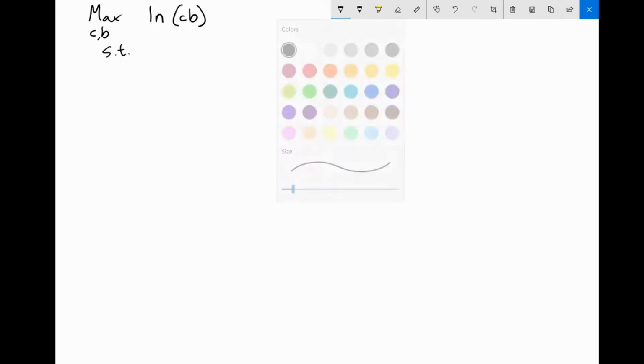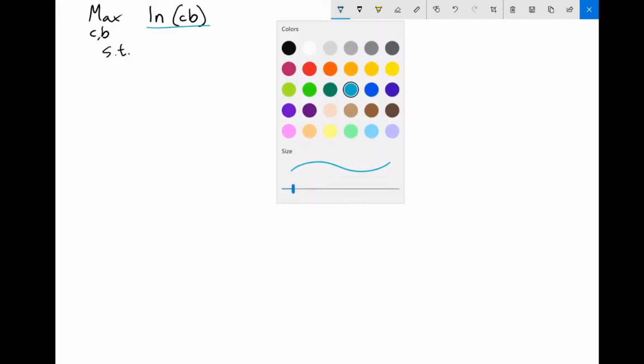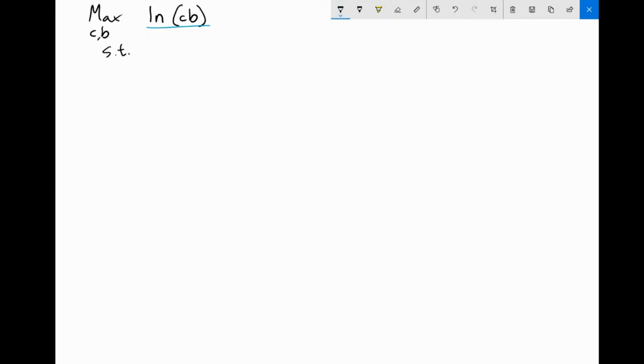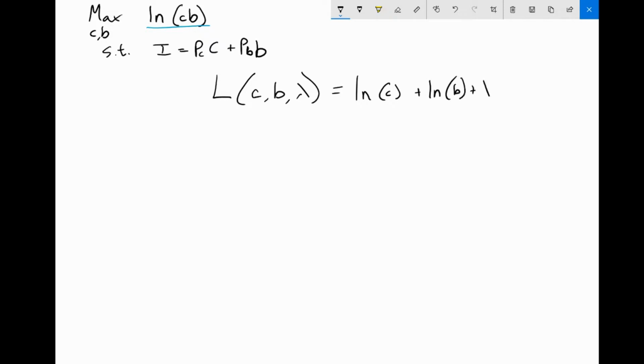We're going to say that the utility function here is just the natural log of coffee times bagels. Okay, and then again we have the same budget constraint here. Okay, so let's just solve this really quick. The Lagrangian is natural log of C plus natural log of B plus lambda times income minus PC times C minus PB times B. All right, so we're just going to solve this really quick.